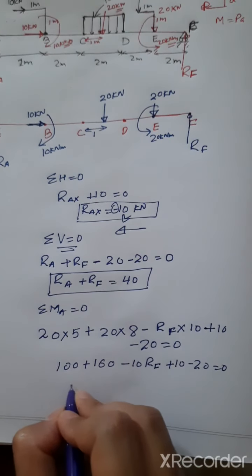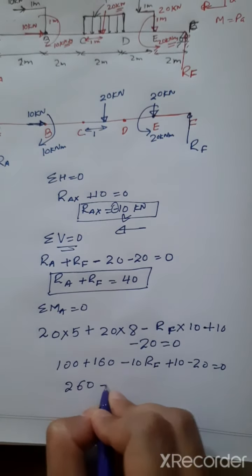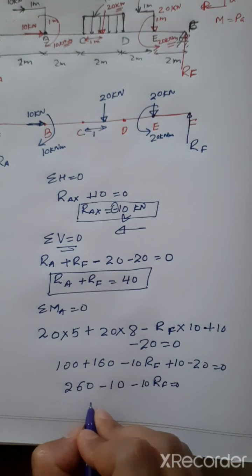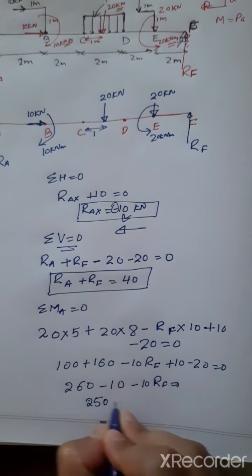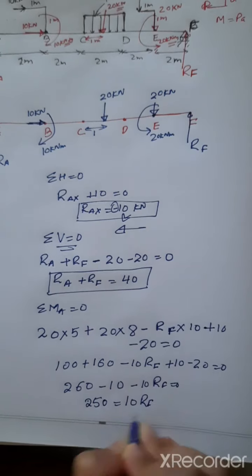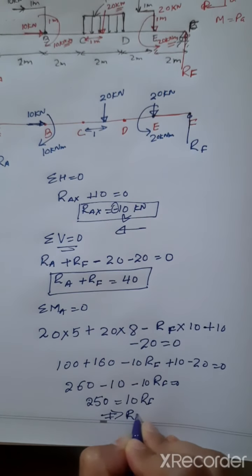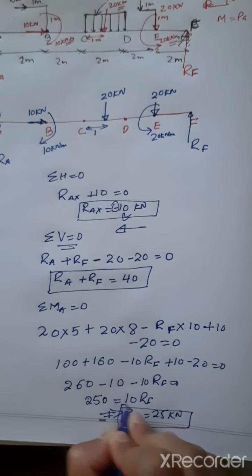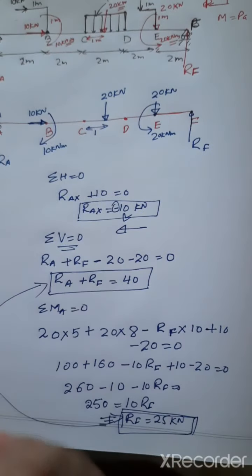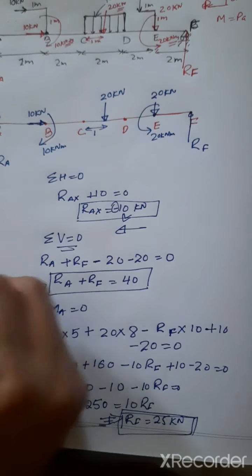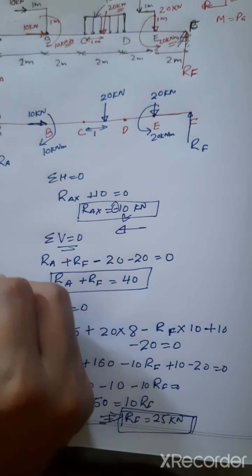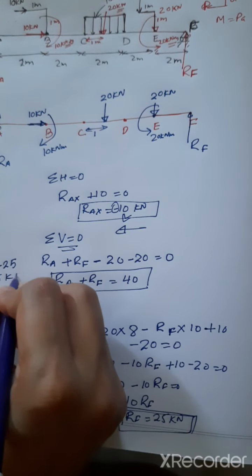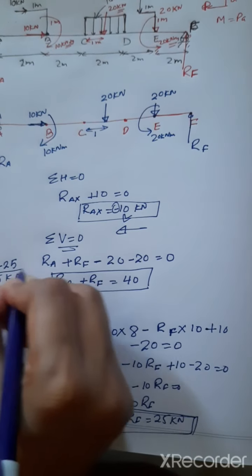So from here we will get 260 minus 10 RF is equal to 0. So this is 250, that is equal to 10 RF. So from here we'll get RF is equal to 25 kilonewton. Clear? So we'll put this in this equation. So RA will be equal to 40 minus RF, that is 25. So this will give us 15 kilonewton. RA will be 15 kilonewton.